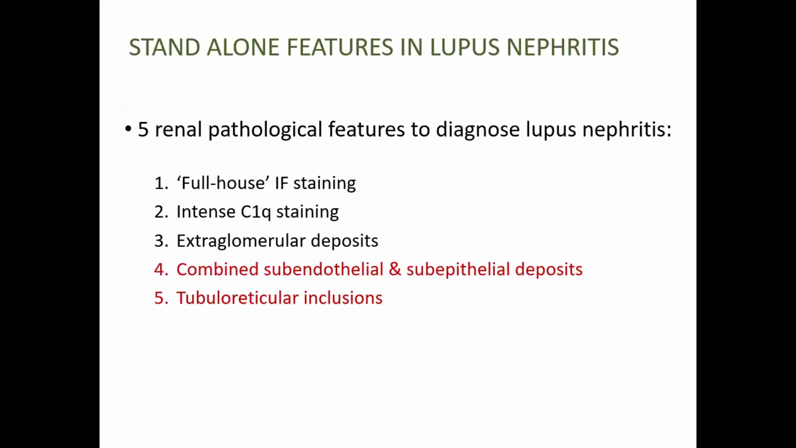But in lupus nephritis, in centers like ours, we usually go into the immunofluorescence and the electron microscopy. Here we can see there is full house immunofluorescence staining with intense C1q staining. Then in electron microscopy, there are extraglomerular deposits with combined subepithelial and endothelial deposits and tubuloreticular inclusions.